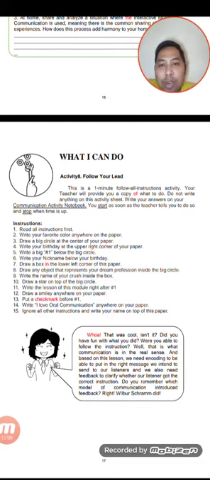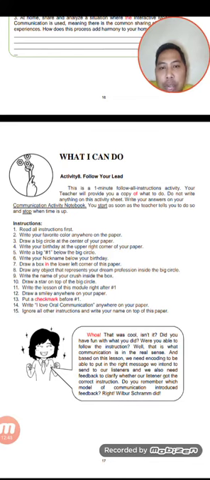Okay, instructions. Read all the instructions first. Since activity 8 needs an interaction, a face-to-face interaction, let's just try to skip activity 8. Okay, read all instructions first. Write your favorite color anywhere on the paper. Draw a big circle. Oh, it's just easy, just read the instructions, right? We will not skip this one. Activity 8 we will pursue, but of course, read the instructions first.